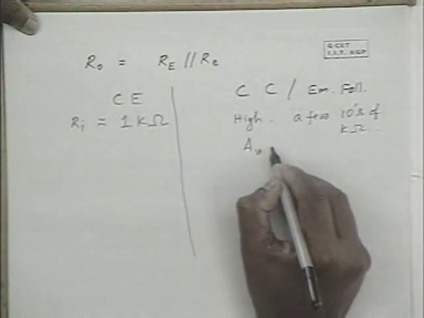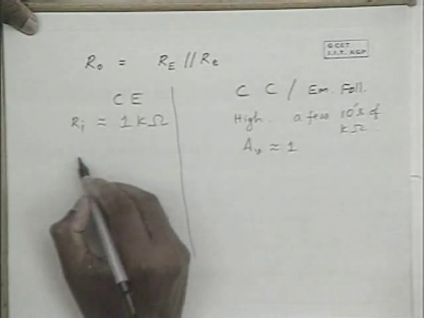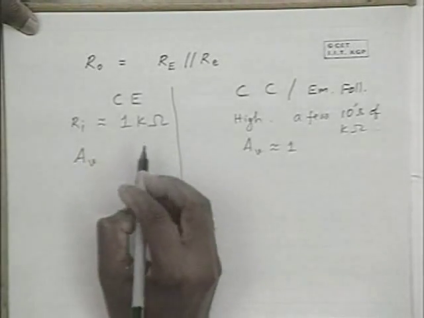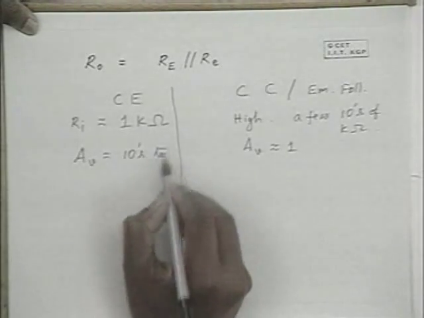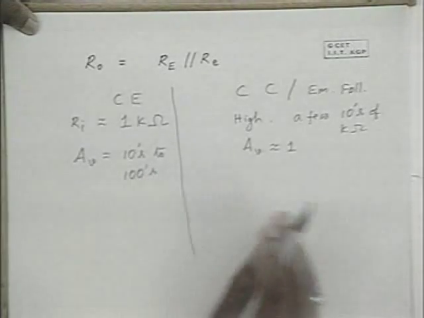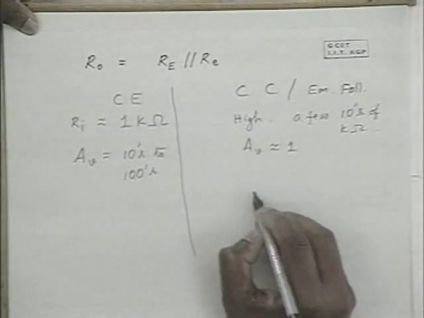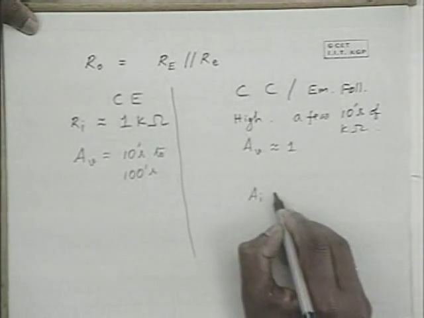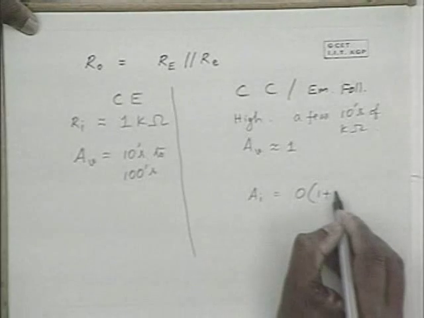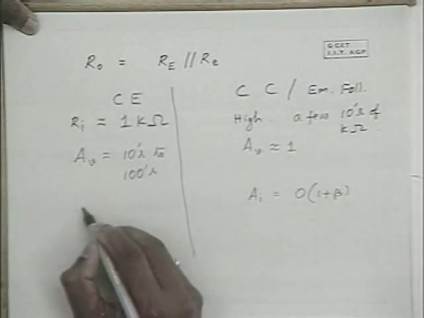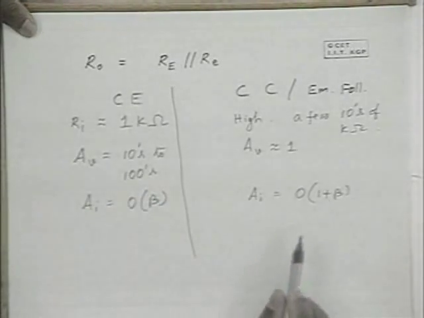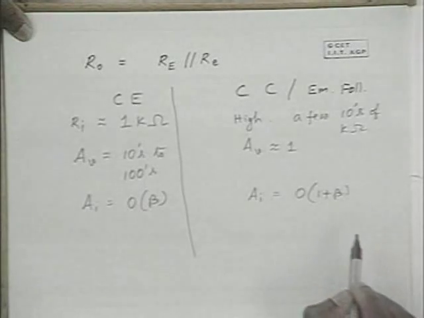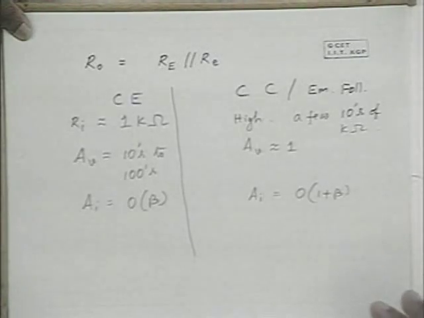Here the voltage gain is approximately 1. Here the voltage gain is high, so it is of the order of a few tens to a few hundreds in the case of a common emitter amplifier. And the current gain is of the order of 1 plus beta in both cases. So this is of the order of beta in the case of a common emitter amplifier, and this is of the order of 1 plus beta, which are almost the same, and it is typically 50 to 100.